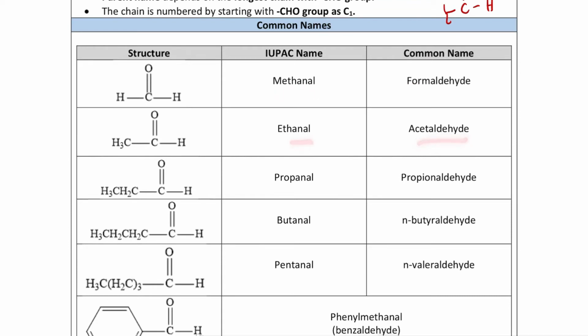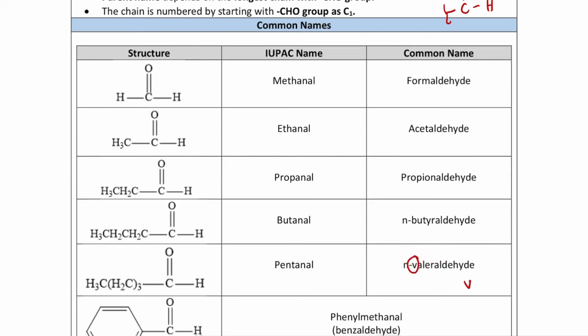Acetaldehyde is ethanal. Propionaldehyde, at least you have the clue, is propanal. Okay, and then butyraldehyde is butanal. Valeraldehyde is pentanal. For valeraldehyde, how to remember it, the word V.